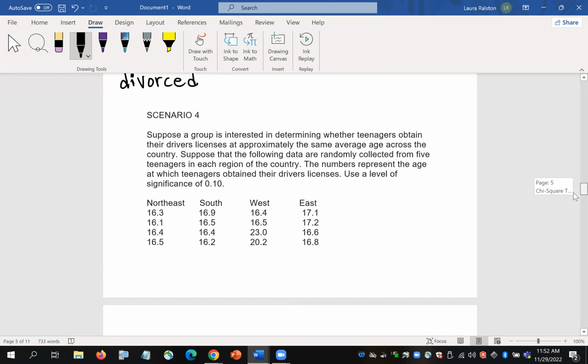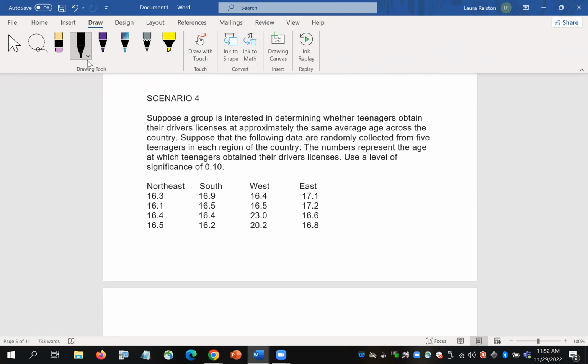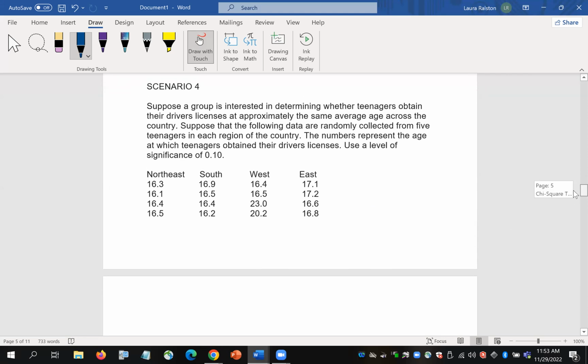All right, let's look at scenario 4. Scenario 4 says, suppose a group is interested in determining whether teenagers obtain their driver's license at approximately the same average age across the country. Suppose that the following data are randomly collected from, it should say 4, from 4 teenagers in each region of the country. The numbers represent the age at which teenagers obtained their driver's license. Use a level of significance of 0.10.